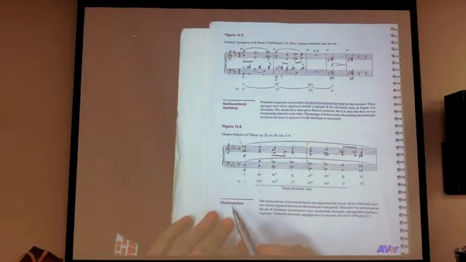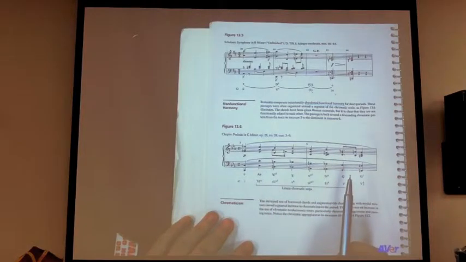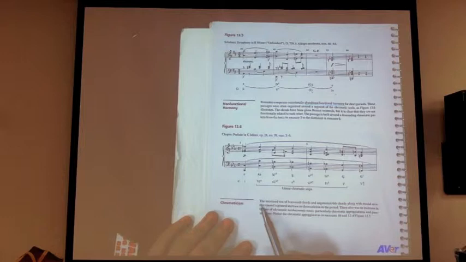We also get, as you can see, lots of chromaticism. For example, increased use of borrowed chords and augmented sixth chords along with modal mixture cause a general increase in chromaticism in the period. Right? There's also an increase in use of chromatic non-harmonic tones, particularly chromatic appoggiaturas and passing tones. Notice the chromatic appoggiaturas in measures 10 and 12, figure 13.7.